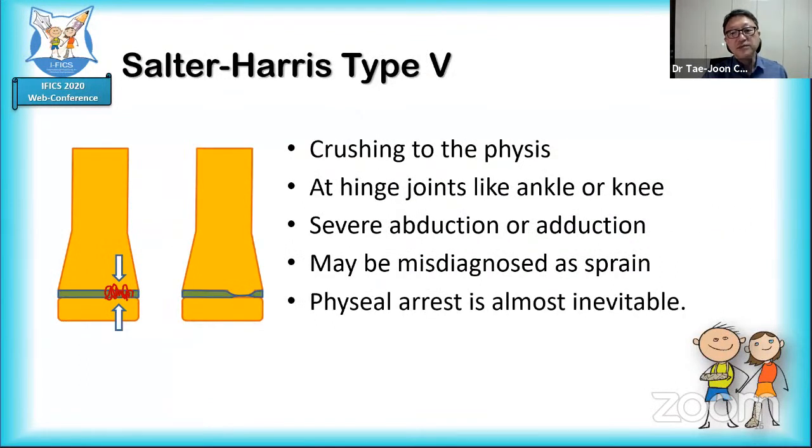Type 5 is caused by crushing, usually at the weight-bearing hinge joints like ankle or knee joint. Severe abduction or adduction force in these joints may cause this type of physeal injury. It may be misdiagnosed as sprain because there are no stigmata on X-ray. Physeal arrest is almost inevitable.